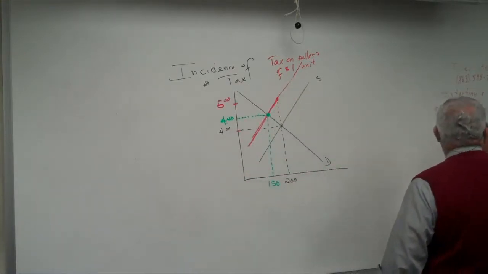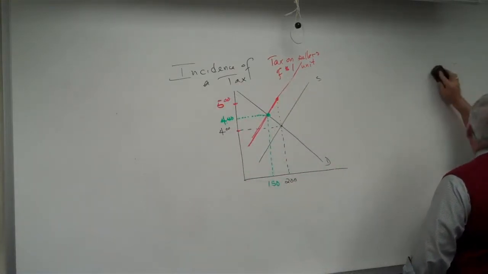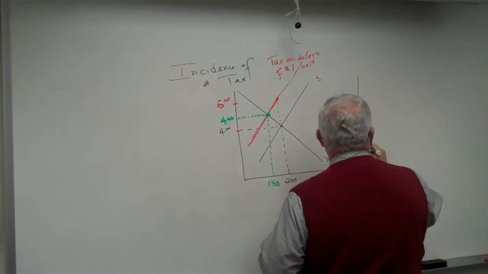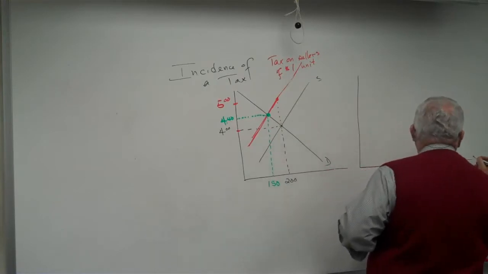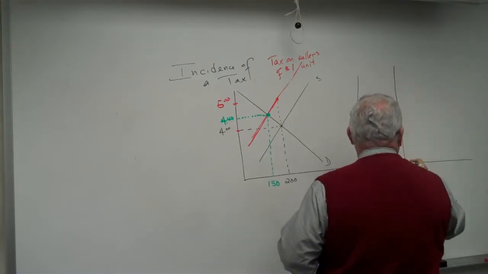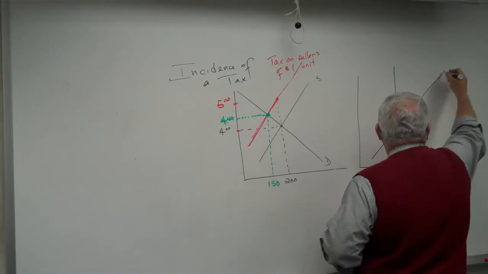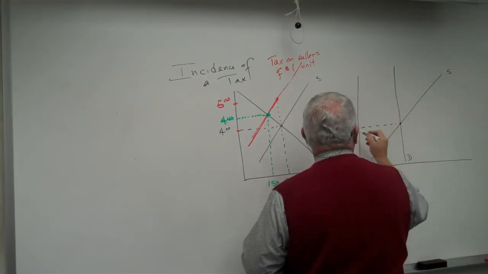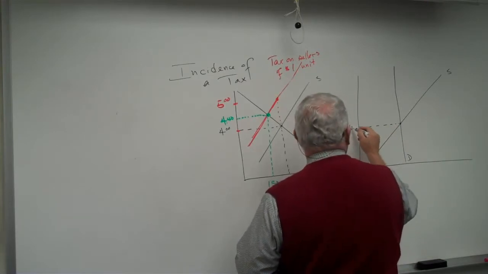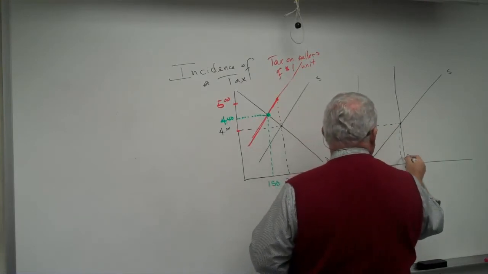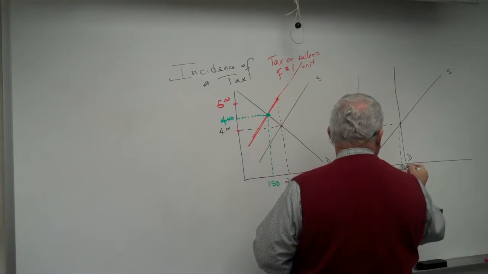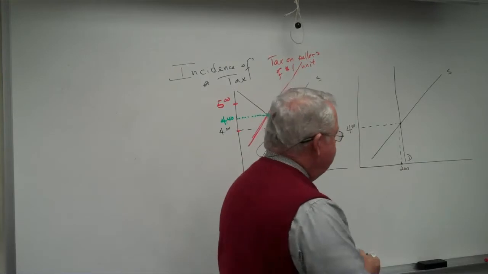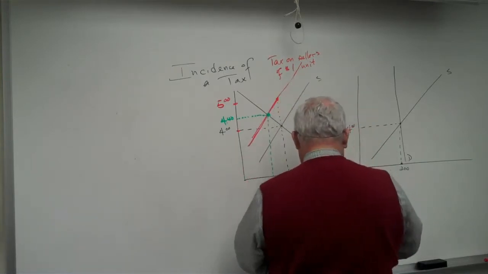All right. Take a look at this and tell me how this is going to be a little bit different. Inelastic. We'll use the same numbers just for fun. This was $4. This was 200. And now I'm going to shift the supply curve by $1, okay? Inelastic.